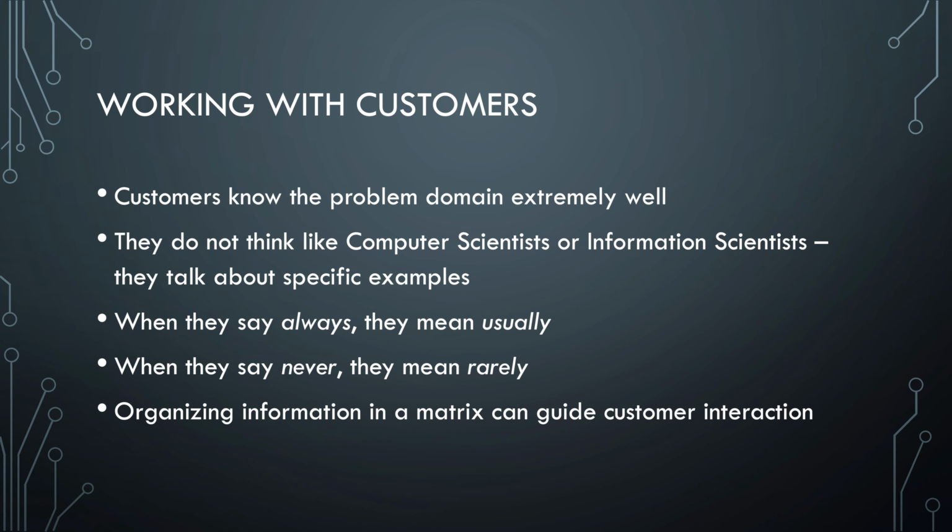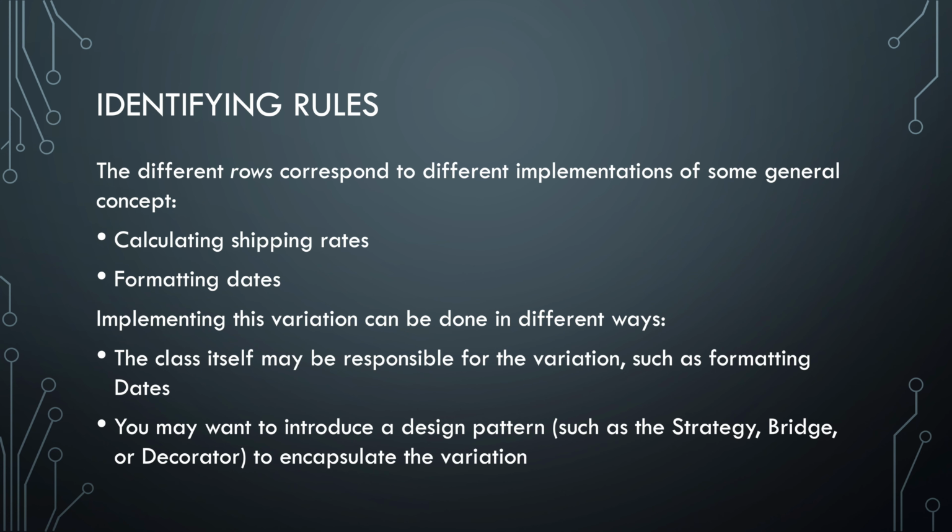In the analysis matrix, each row corresponds to the implementation of some kind of general concept, such as shipping rate or date format in the e-commerce example. Depending on how complicated the variation is, you can either put the responsibility in the class itself, or introduce a design pattern, such as strategy or bridge, that encapsulates the variation.